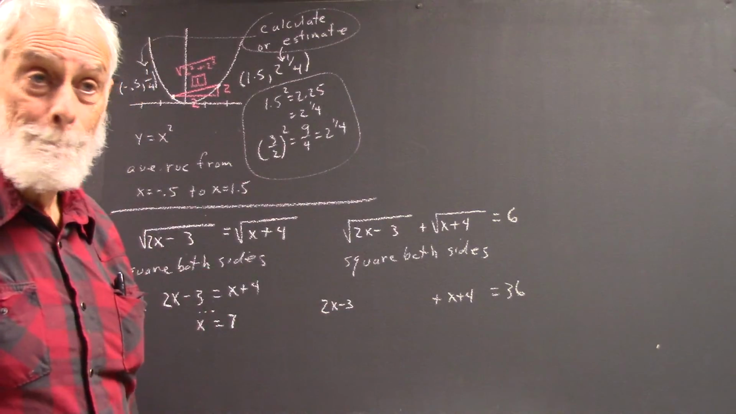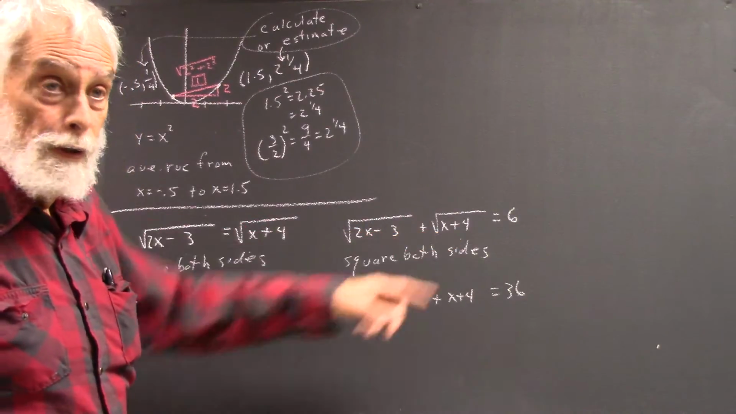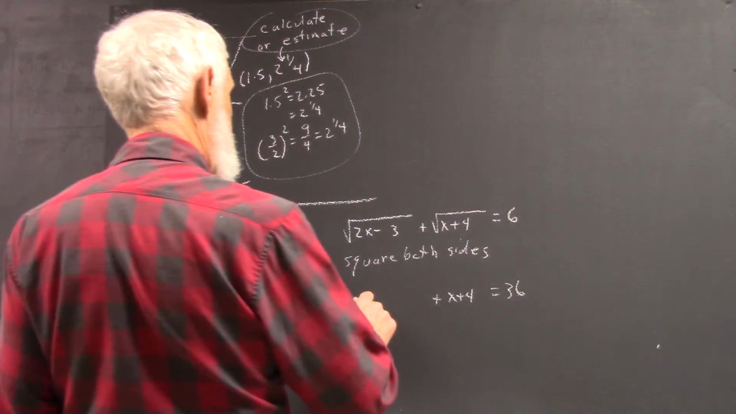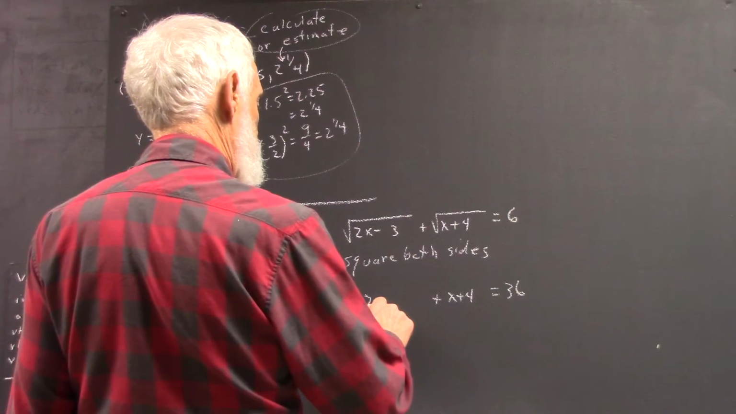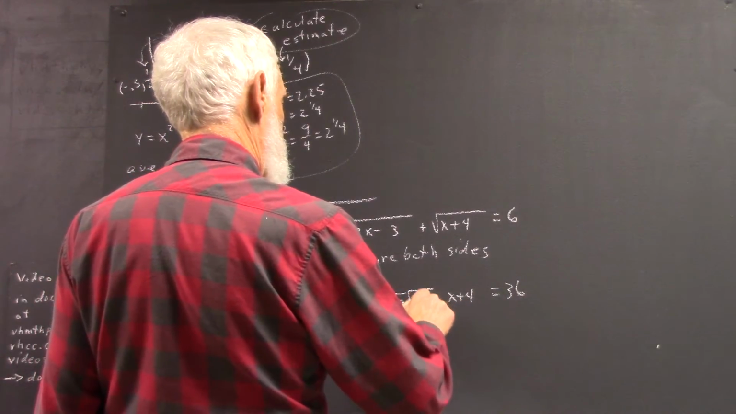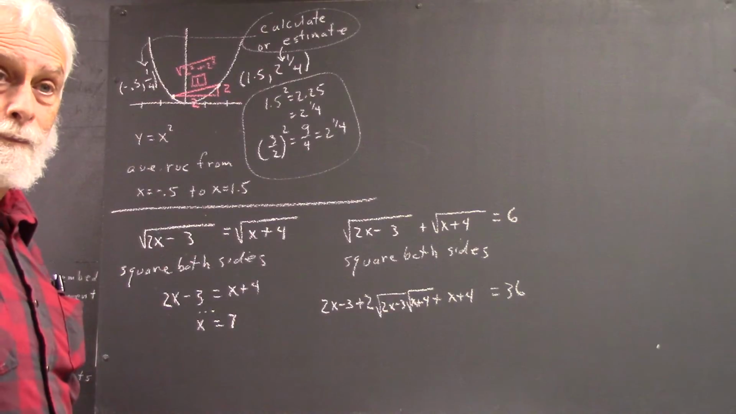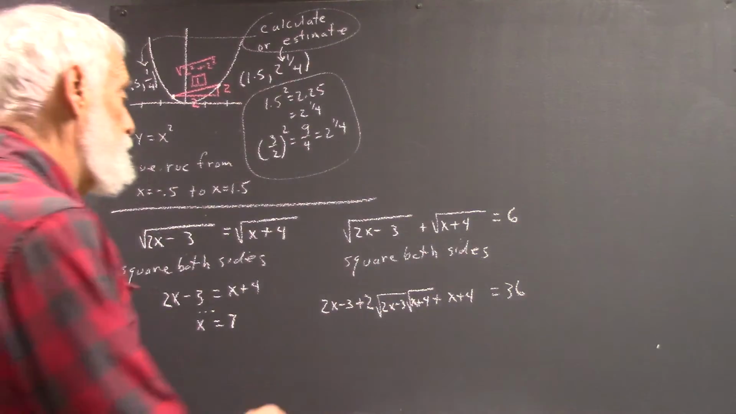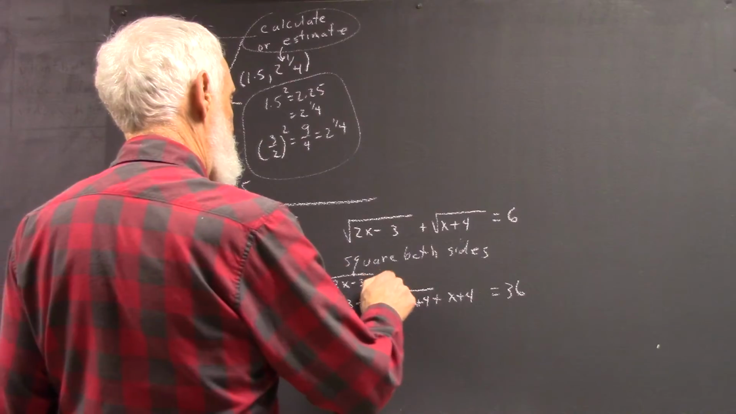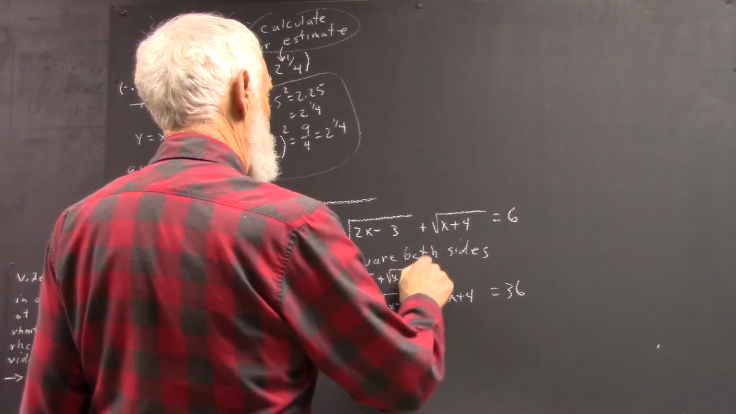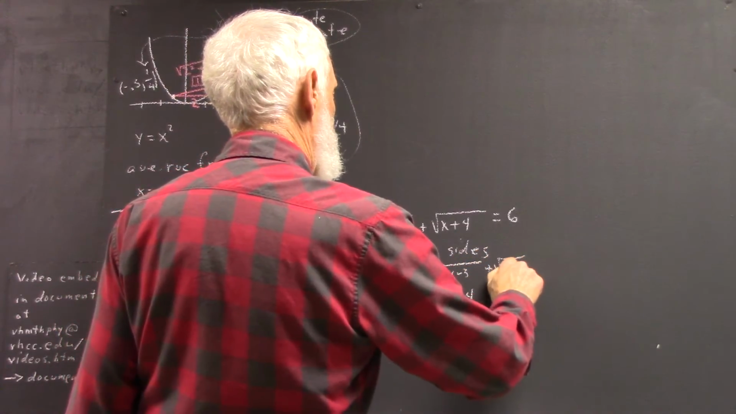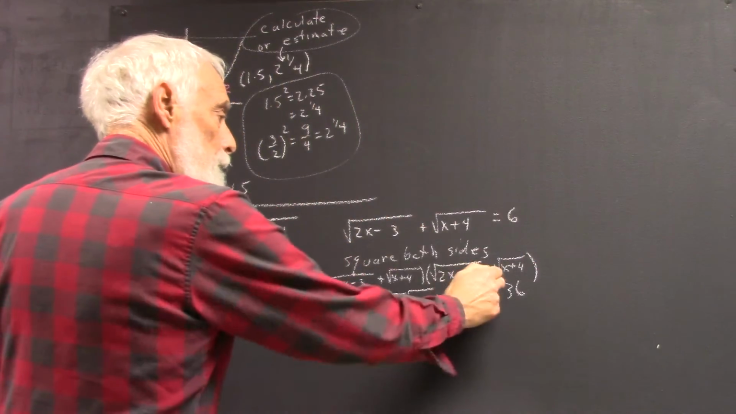What's wrong with this? We can't just square this and square this. You've got to square the whole thing. You've got to multiply this by itself. And when you do, you're going to get this, okay? Because what you would have to do is multiply this expression by itself.